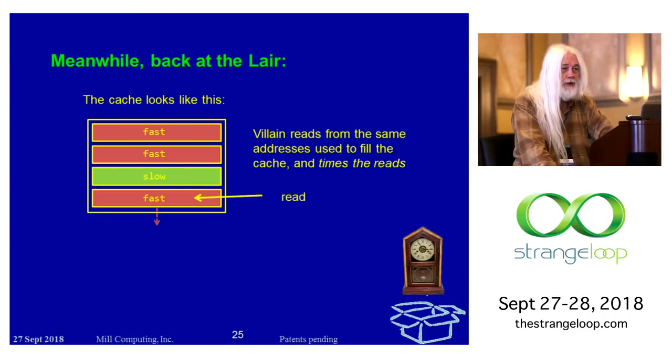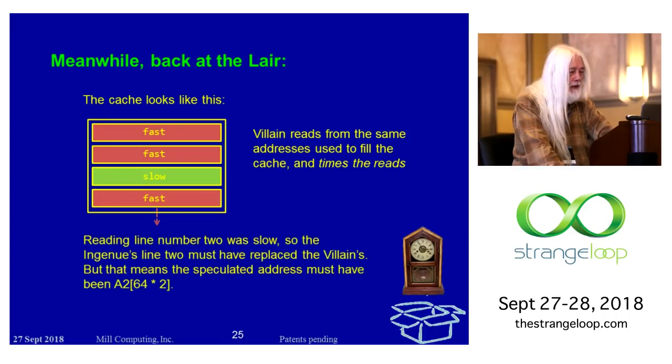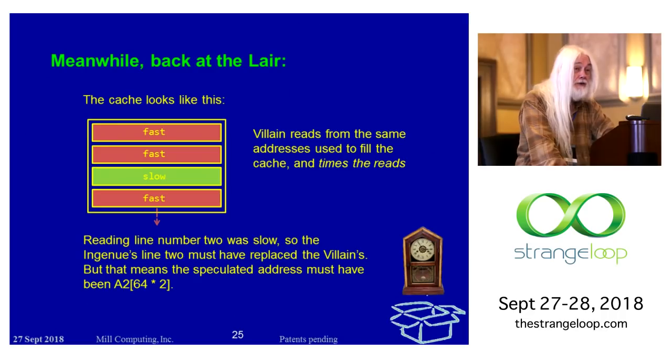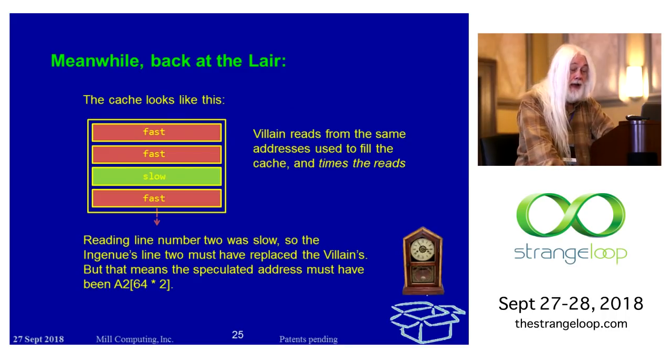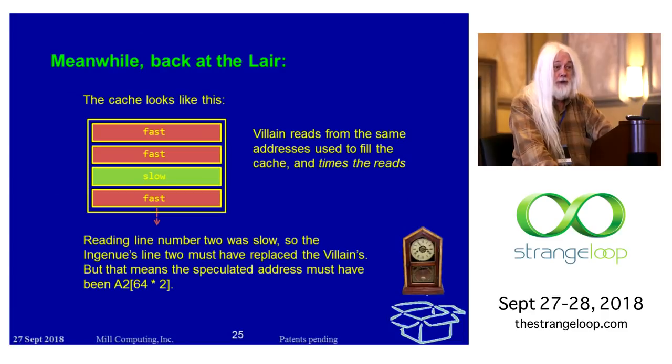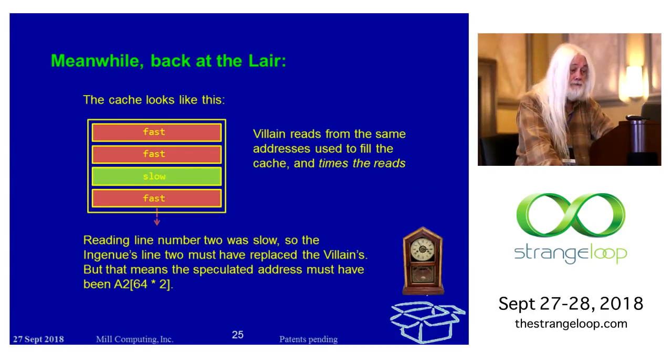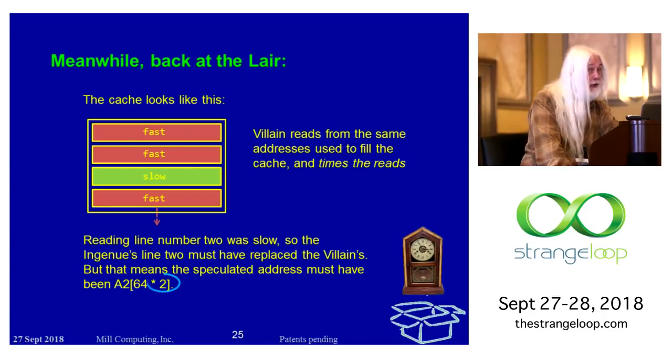So he measures the times, and he notices that when he read line 2, it was slow, which means that the secret line had to have been the one put in line 2. And you think back about how that address was computed, that means that the secret's value was 2, because that determined what the value got, which line got updated. That is extremely devious.